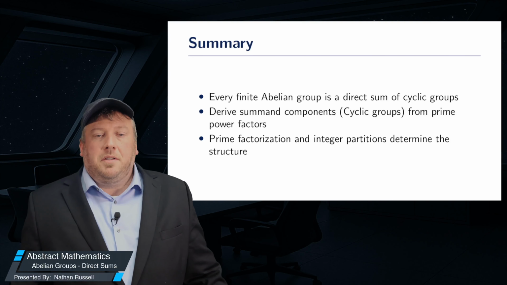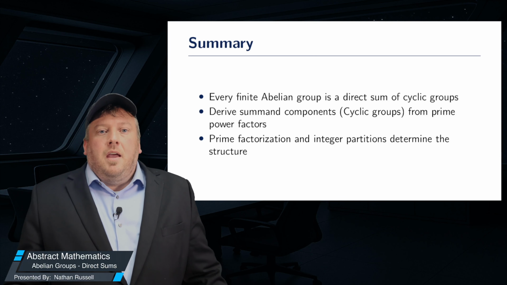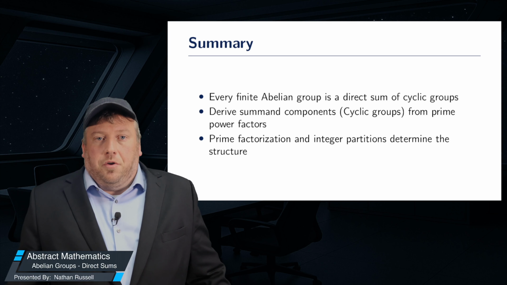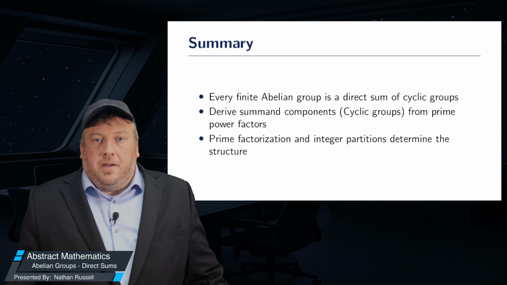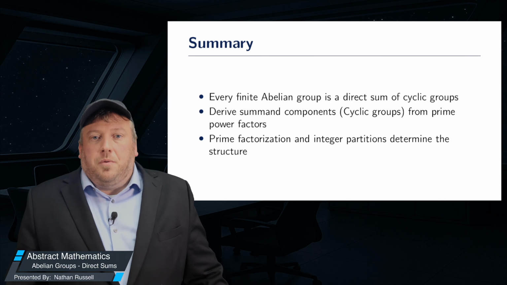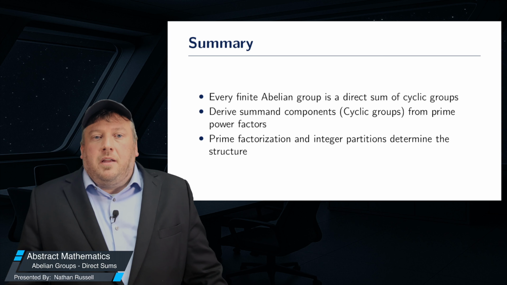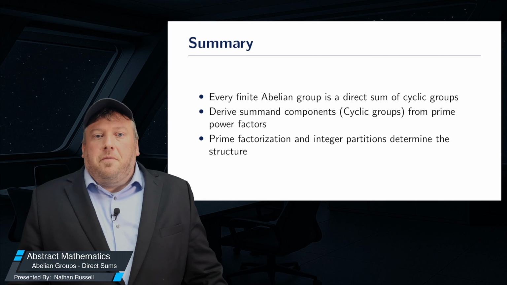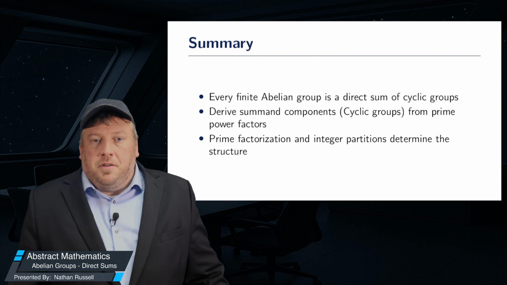Let me take a moment to summarize what we discussed. Every finite abelian group is isomorphic to a direct sum of cyclic groups. We derive the summands from the prime power factors. We can calculate how many abelian groups there are for a given order. Prime factorization and integer partitions allow us to determine that structure and the number of such structures.